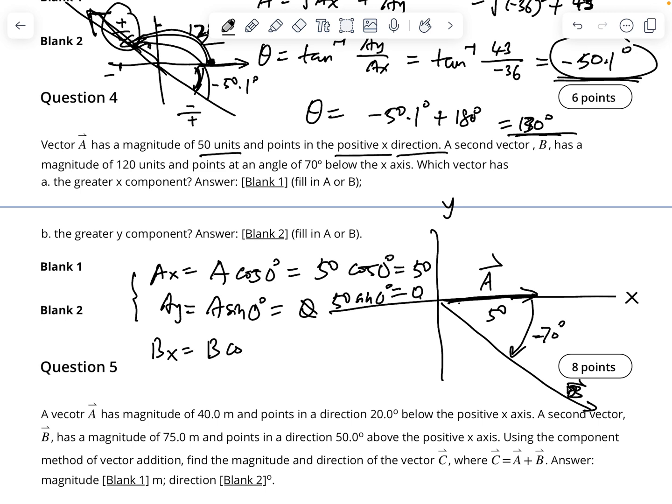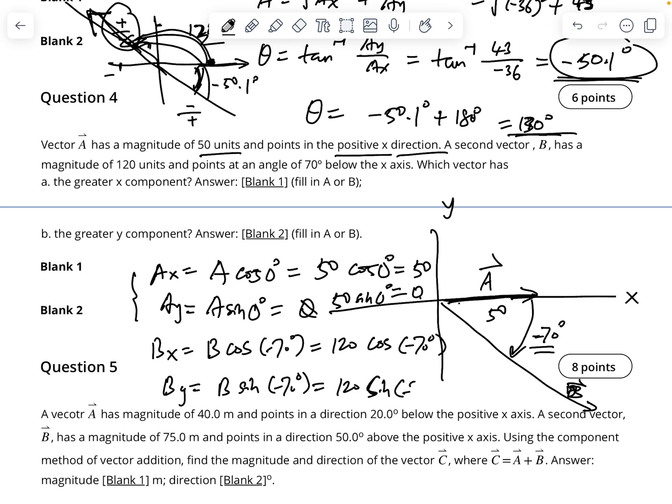B cosine, and this is negative 70, right? So equal to 120 cosine negative 70, okay? BY equal to B sine negative 70, right? So equal to 120 sine negative 70, okay? Negative 70 is a negative value, so this is BY, right? BY is a negative something, all right?